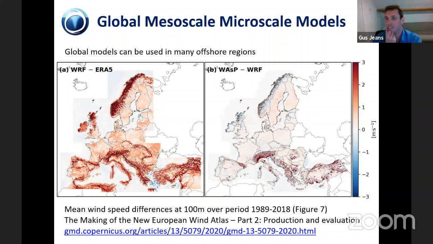Certainly for the mean wind, it's easier to characterize the mean wind than the extreme wind. And then on the right, there's a further downscaling to microscale using WAsP. Again, that's comparing the mesoscale WRF with the microscale WAsP. And again, the difference is really confined to the areas with large variations in the terrain, where you need to resolve those variations in the local ground terrain, bathymetry, topography, sorry, to resolve the wind variations.